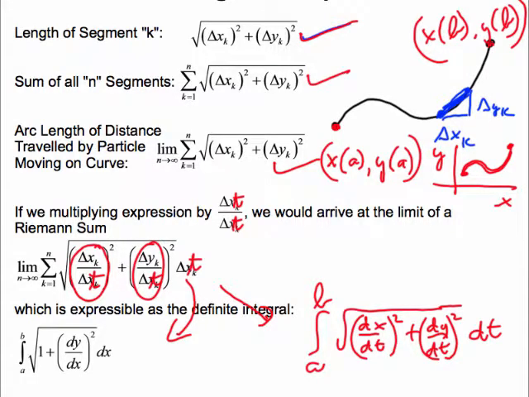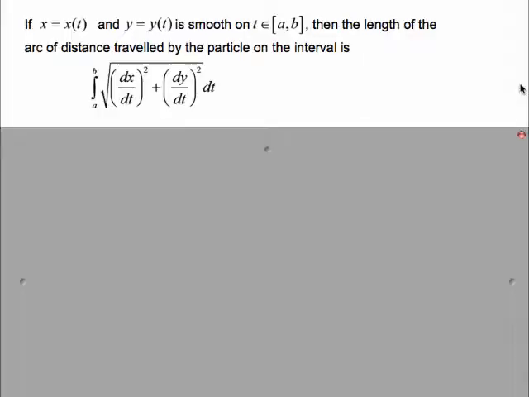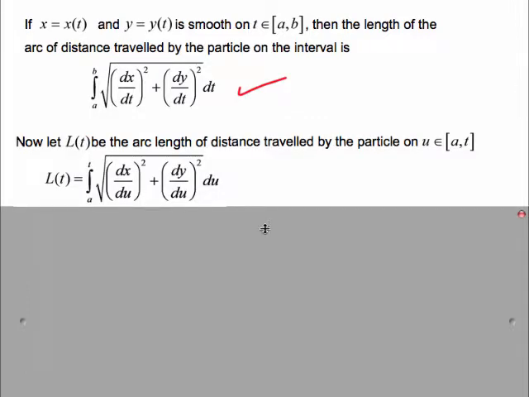So you can see how the formula has changed a bit now for the length of an arc when we're dealing with parametric equations versus when we're using strictly Cartesian format, x and y. So just to summarize, if we're dealing with parametric equations and a smooth curve between time a and b, then the length of our arc, which represents the distance traveled by the particle on the interval, is represented by this definite integral. Now let's just take this formula one step further.